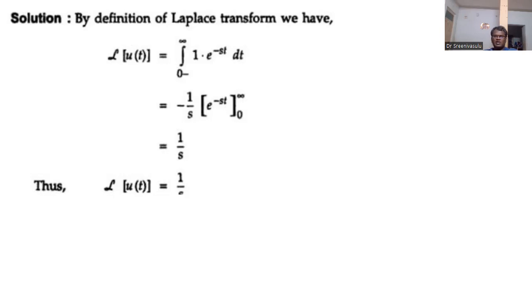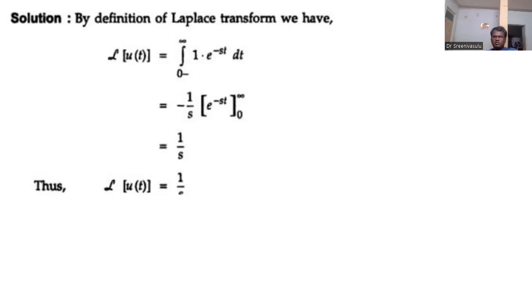So whenever s is greater than 0, then s is positive. This e power minus infinity is 0. Now 0 minus of 1 divided by minus 1 by s. This minus minus gets cancelled. So finally we are going to get 1 by s. Now we need to write that ROC.